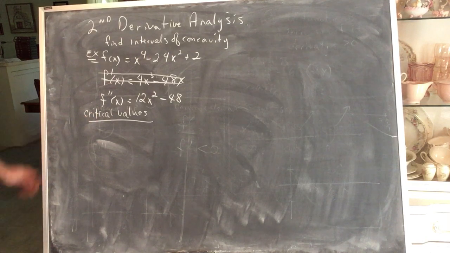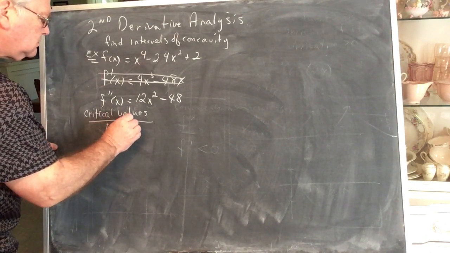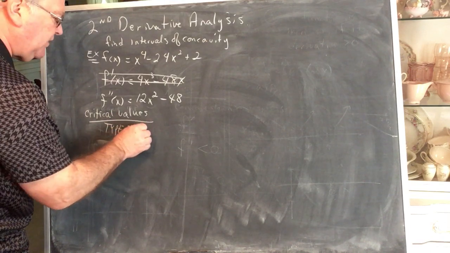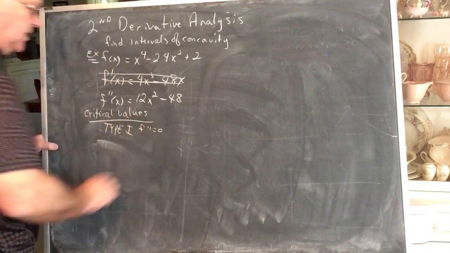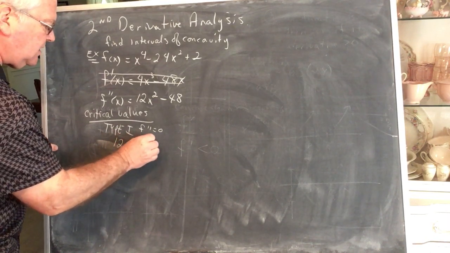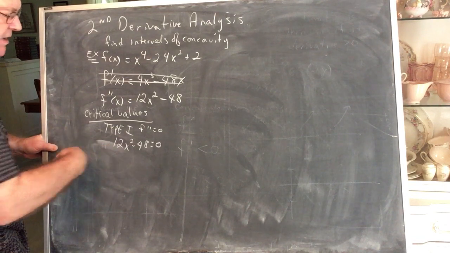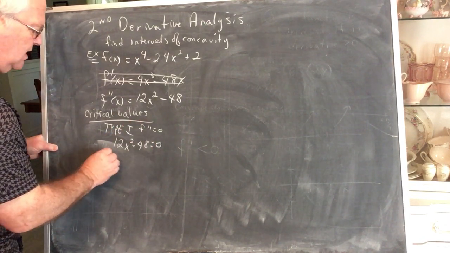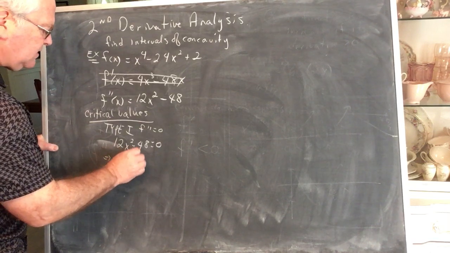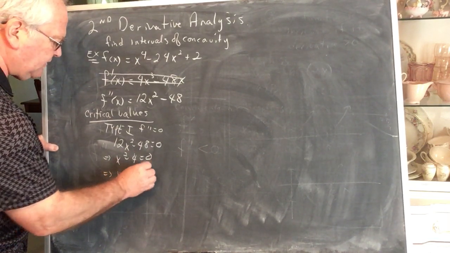This is the same song, next stanza, that we did earlier. Type 1 is where the second derivative is equal to 0. So 12x to the second minus 48 is equal to 0. Let's divide everything by 12. So this is equivalent to x squared minus 4 is equal to 0. This is equivalent to x is equal to positive or negative 2.